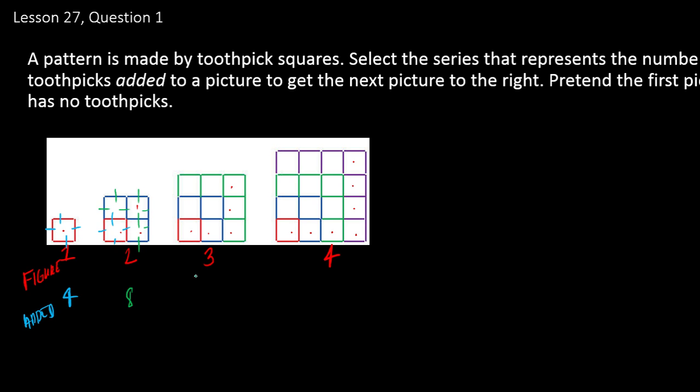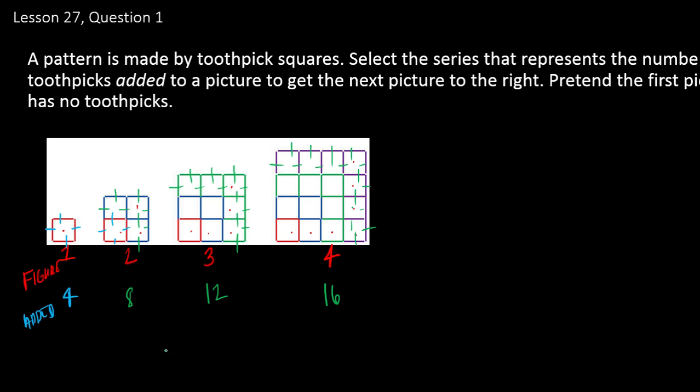So what about in the next figure? So you notice the green toothpicks are the ones that have been added here. So I count only the green, and I go 1, 2, 3, 4, 5, 6, 7, 8, 9, 10, 11, 12. So I see that 12 have been added onto this image. Finally, my last image, I've already accounted for the red, the blue, and the green toothpicks. Now I count my purples. So 1, 2, 3, 4, 5, 6, 7, 8, 9, 10, 11, 12, 13, 14, 15, 16. So I've added on 16 toothpicks.